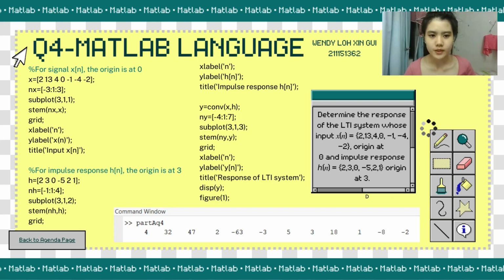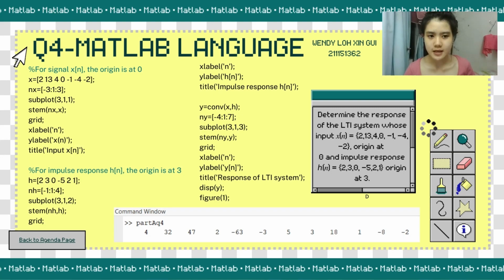For impulse response h[n], we also set the n range from -4 to 7 with step 1, so that the origin of this signal will be at 3. We also plot h[n] as a discrete signal using the same function and subplot it with 3, 1, 2. In order to find the LTI system response, we will use the convolution method, as every LTI system can be written as a convolution product. So in this case, the convolution function is used.